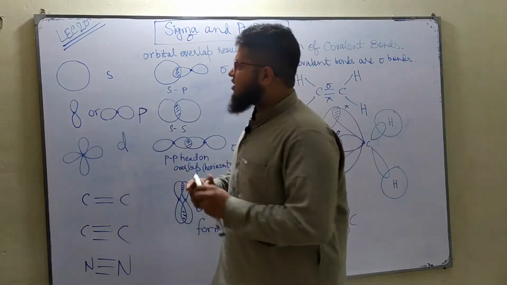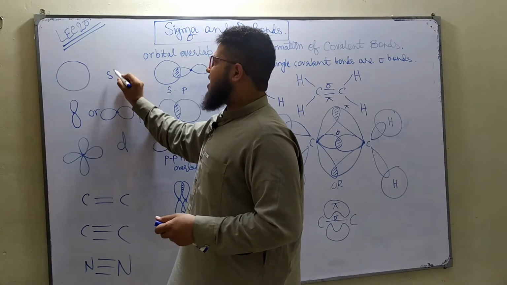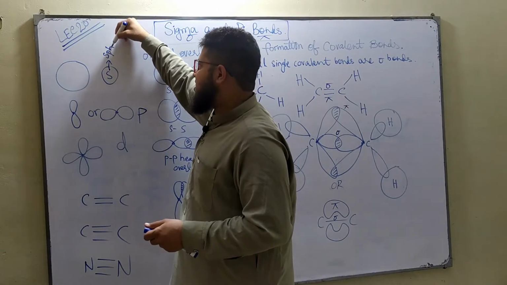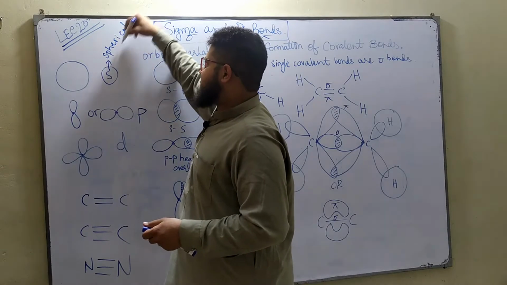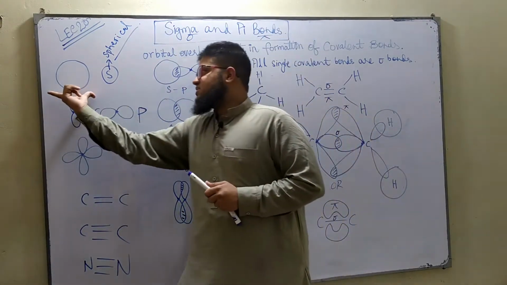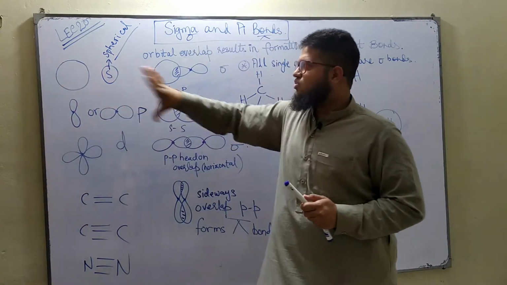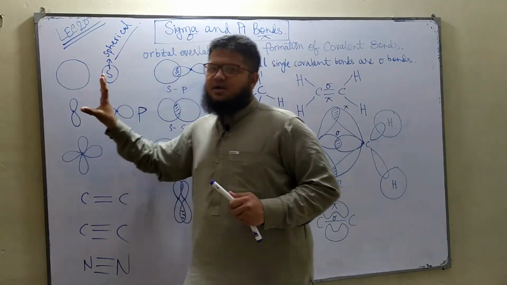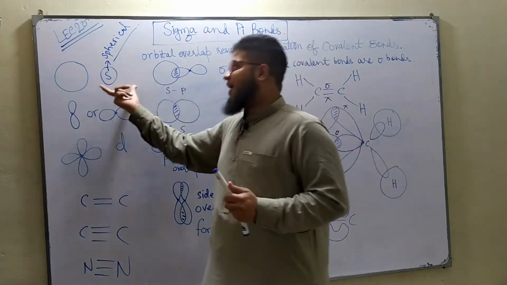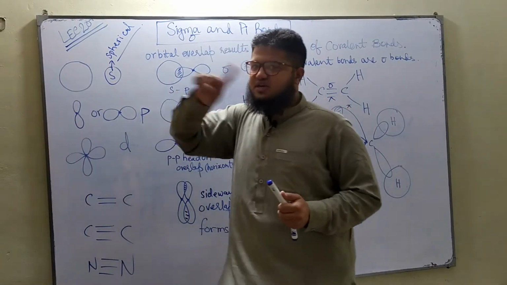Now coming to the S orbital first. As the name S suggests, just remember its shape to be spherical. So the S orbital is spherical in shape, and this is how you can draw a sphere in 2 dimensions, basically a circle. This is what you are supposed to draw if you are asked to draw the shape of an S orbital. So a sphere, a circle.